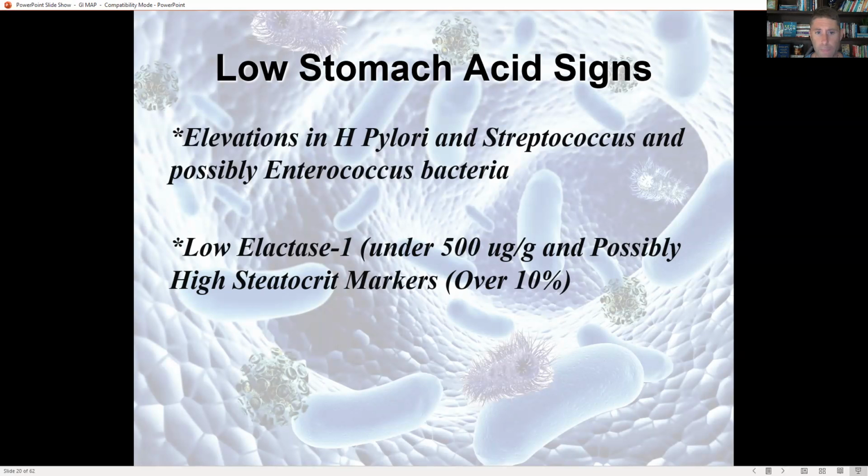and then possibly also the enterococcus bacteria can be an issue with low stomach acid. And then on the GI markers, the markers of your gastrointestinal health, elastase 1, if that is under 500, it's not going to be flagged unless it's under 200. But if it's under 500, it's a sign of functional low stomach acid. And then also if you have high steatocrit markers, over 10%. It's not going to be flagged unless that's over 15%. But if it's over 10%, along with the low elastase, I think low stomach acid.